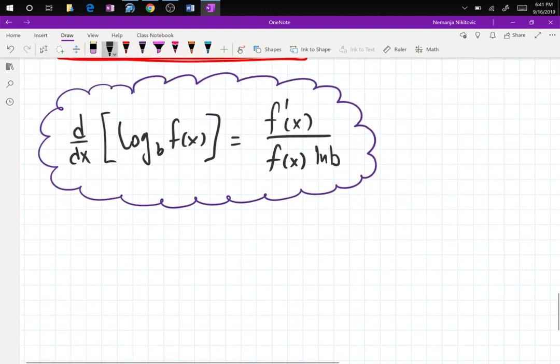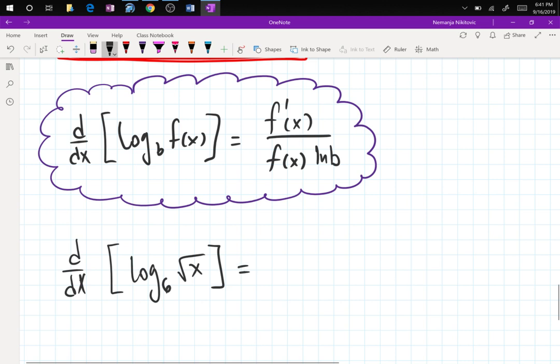So now, can I find the derivative of log base 6 of, let's say, what? Square root of x? Okay, fine, sure, why not? That's what you want, that's what you get. So now you have any base and any function, and you just follow the formula. You are supposed to copy the function as is, and that's just your square root of x. And then you have ln of the base, well, that's just ln 6.